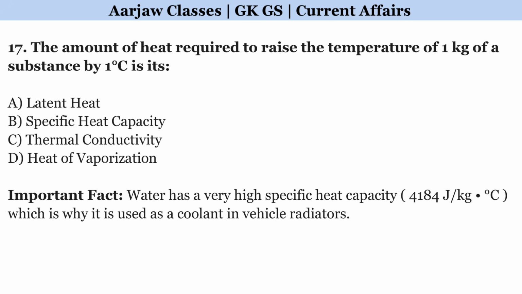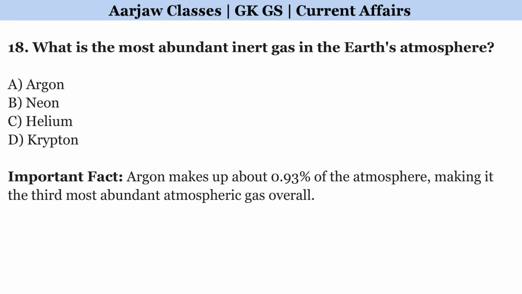The amount of heat required to raise the temperature of 1 kilogram of a substance by 1 degree Celsius is its. Correct option is B. Specific heat capacity. What is the most abundant inert gas in the Earth's atmosphere? Right option is A. Argon.